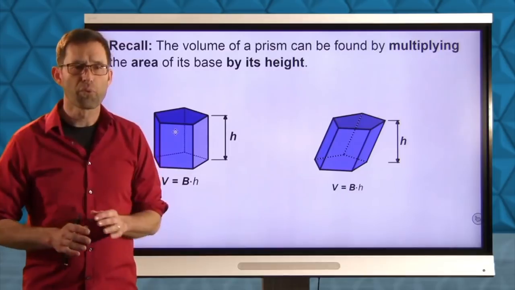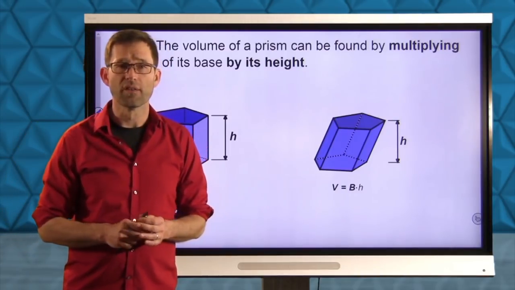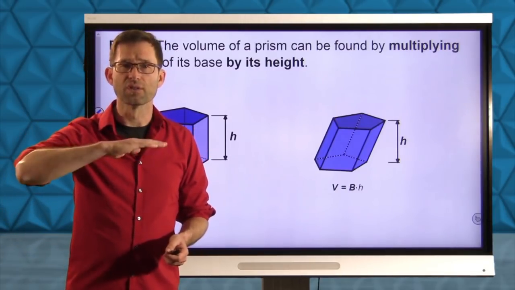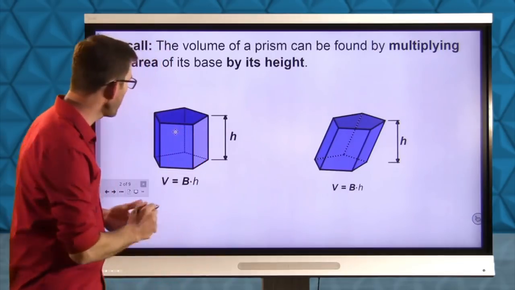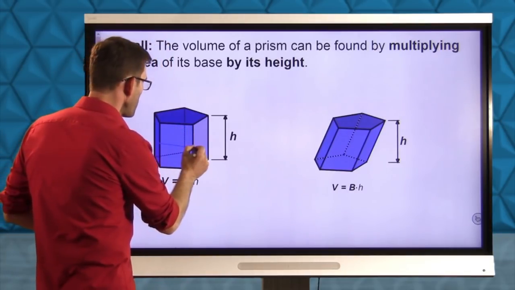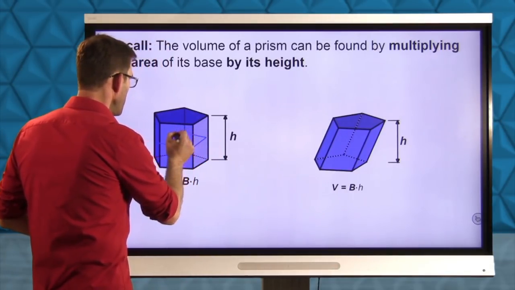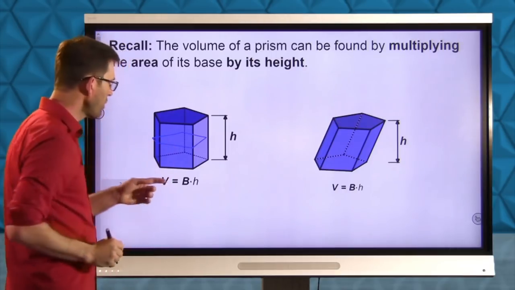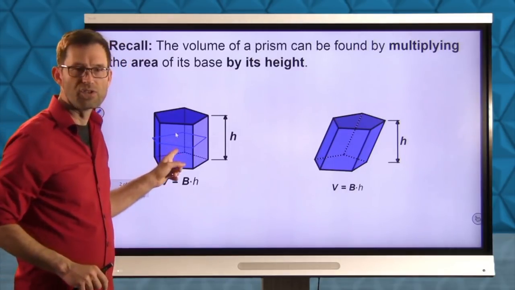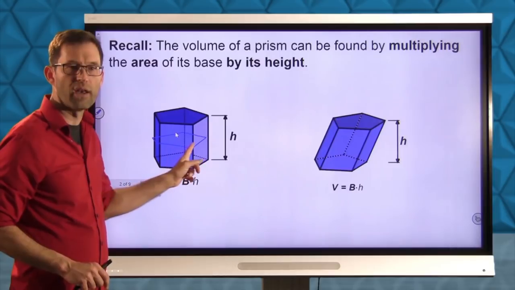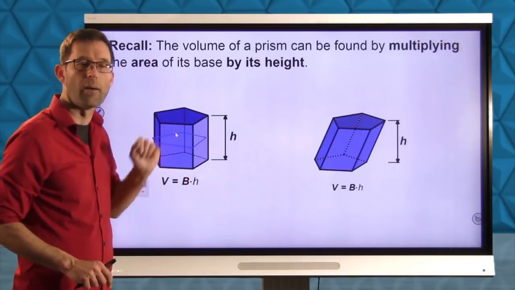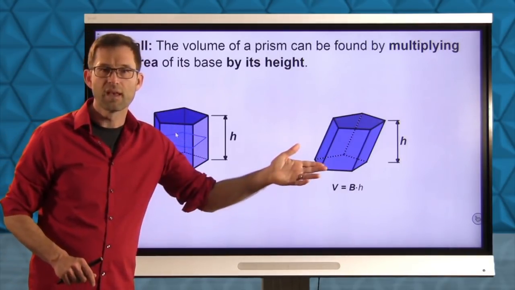The key, of course, with prisms, and cylinders also fit into this, is that the cross sections are always the same. So if I sliced this prism horizontally, I would find a pentagon that was identical to the top and the bottom. Same thing over here.